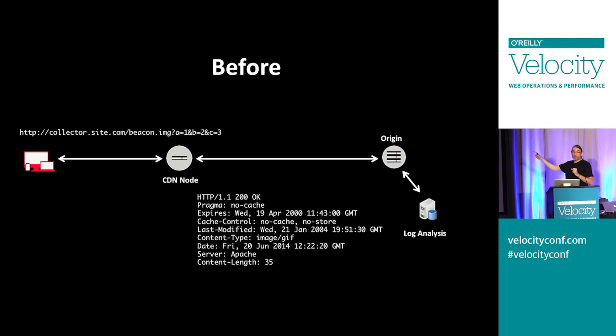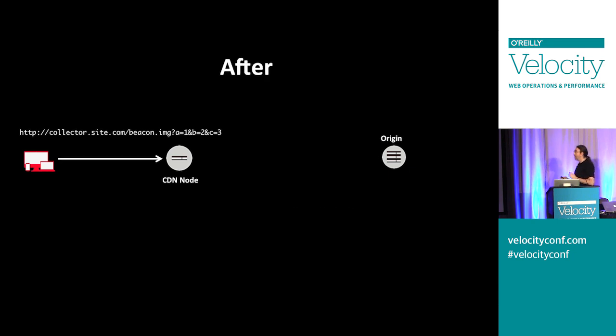Well, that origin infrastructure needs to be able to absorb all these beacons coming in, right? There's lots of stuff that's coming in. You have to have a server that terminates those. You have to generate the log files. You have to have your log analysis engine, et cetera, et cetera. Imagine if you moved this and did it all at the edge.